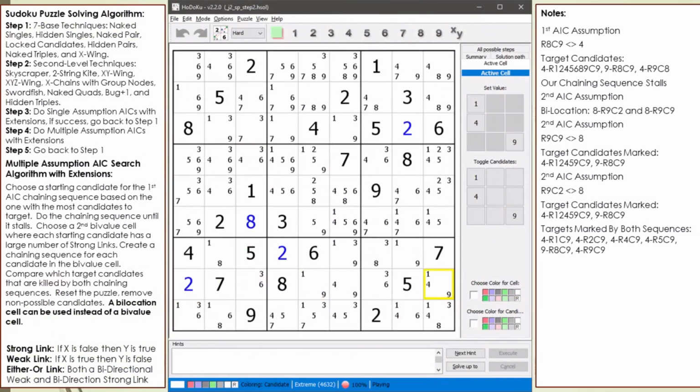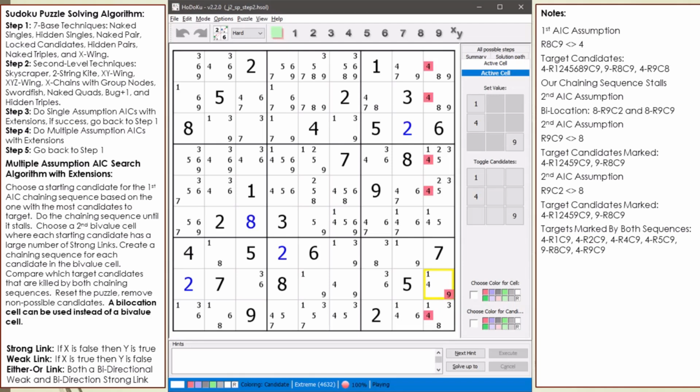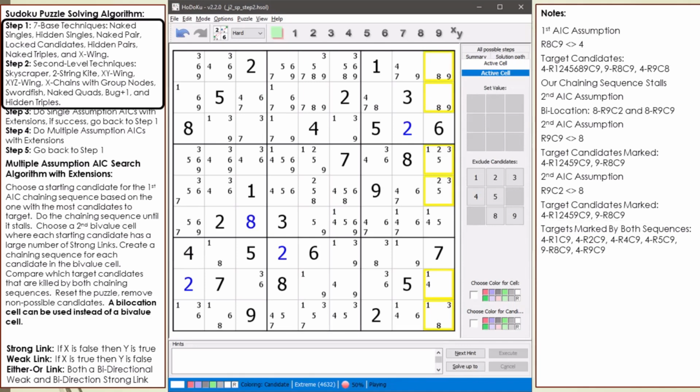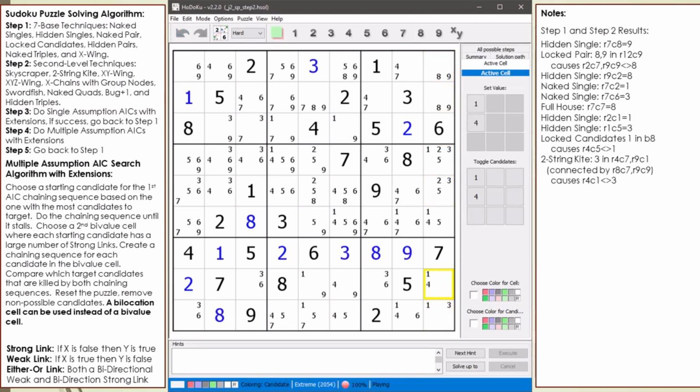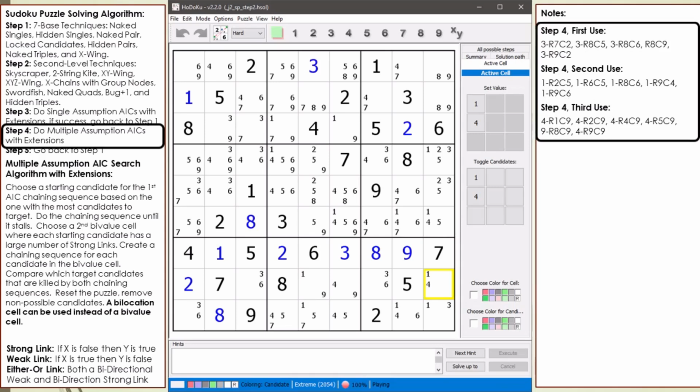We reset the puzzle back to the point before the first AIC assumption. The non-possible candidates are now highlighted in red. The non-possible candidates are removed from the puzzle. Next, we do a round of step 1 and step 2. Step 1 and step 2 make significant progress. Our puzzle now has a difficulty score of 2054. With just 3 uses of step 4, a total of 16 candidates have been removed.